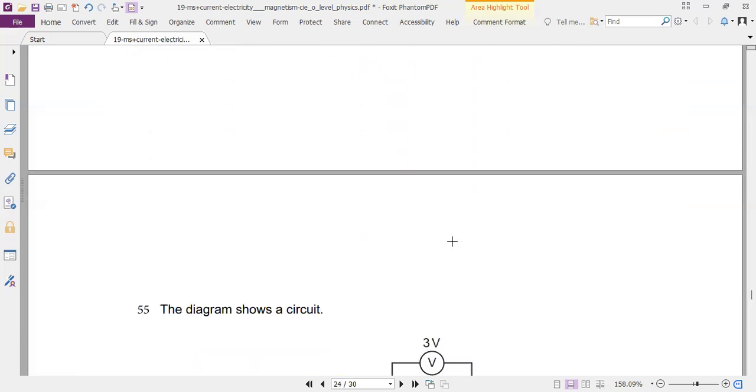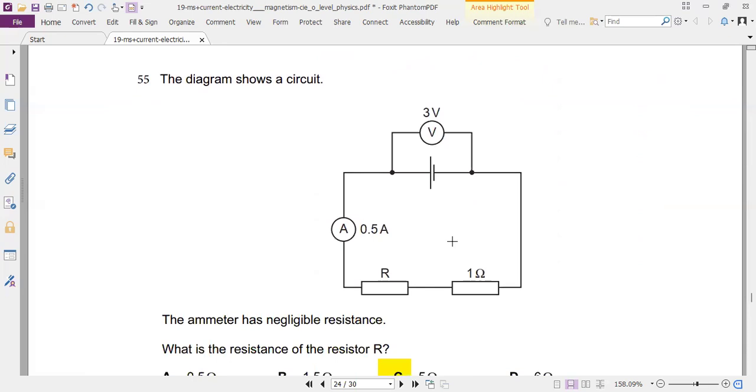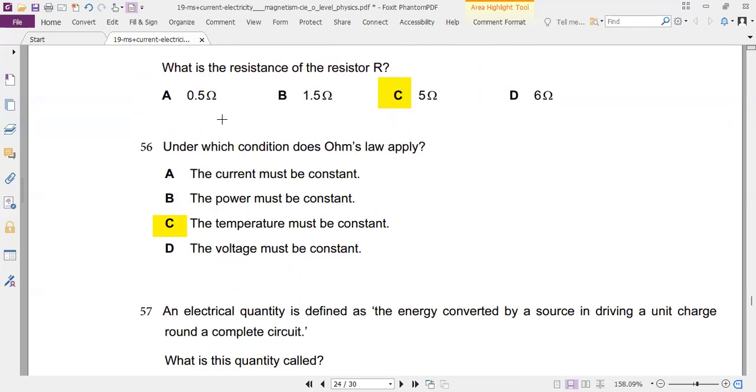For this case, in this circuit, 3 volts and 0.5 amp should go through the circuit. 0.5 amp means the resistance is V over I. So resistance should be 6, because 3 divided by 6 gives 0.5. And if the total resistance should be 6, then R should be 5. C is the correct choice.